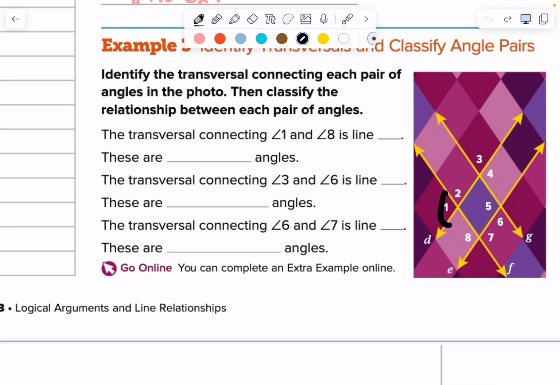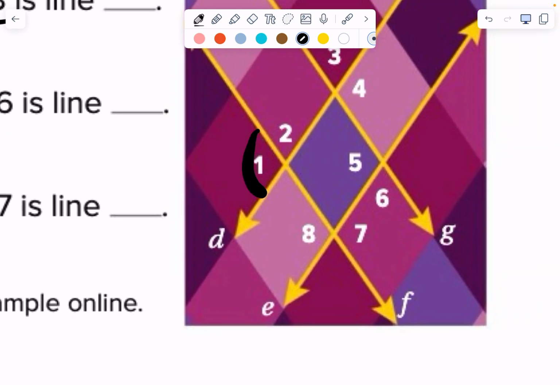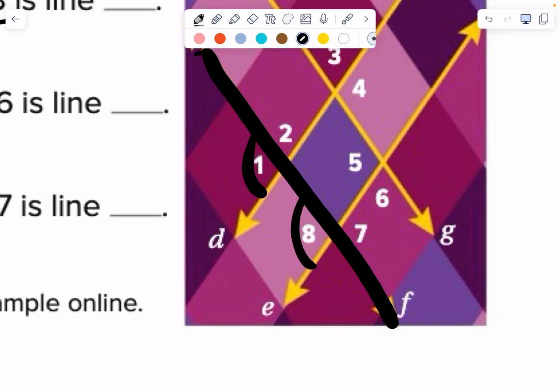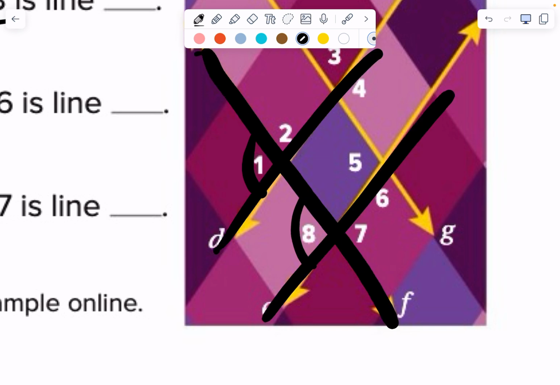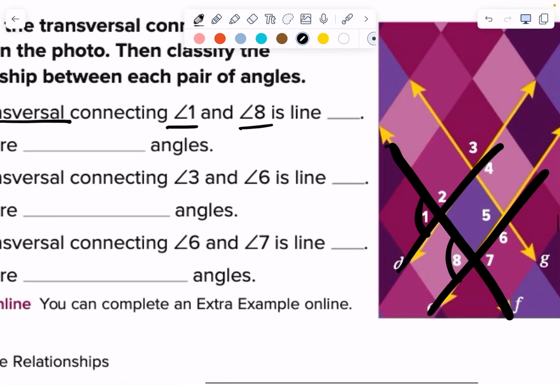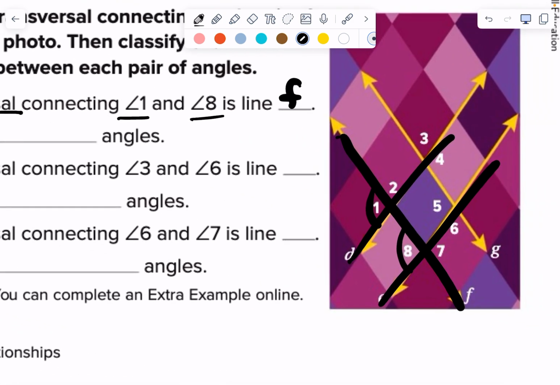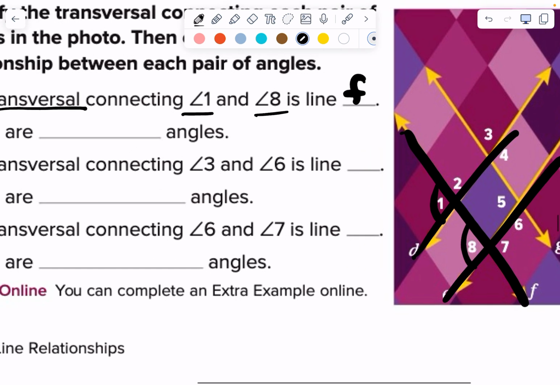angle 2, etc., right? Okay, they want to know what is the transversal, like Simon was the transversal, that connects angle 1 and angle 8. Angle 1 is here and angle 8 is here. Which one is the transversal that's touching both of them? F is the only line that's touching both of them. So here would be my parallel lines, right? Okay. 1 and 8, the transversal is F. What's the relationship between 1 and 8? They are corresponding, right? They're in the same corner of the intersection, corresponding.